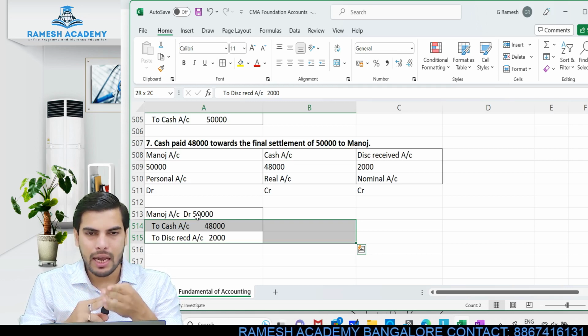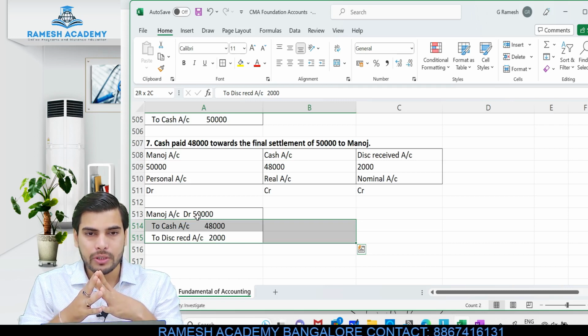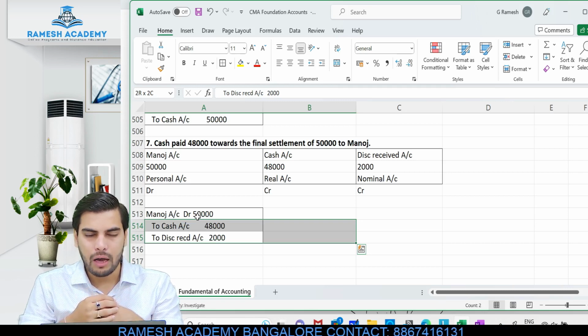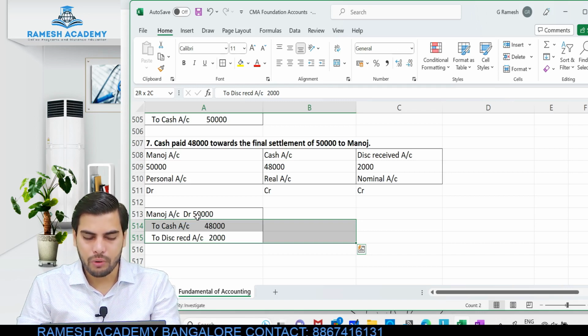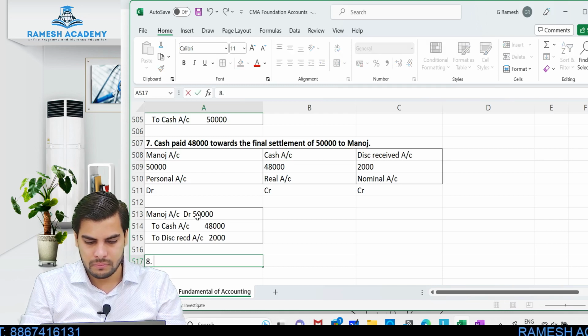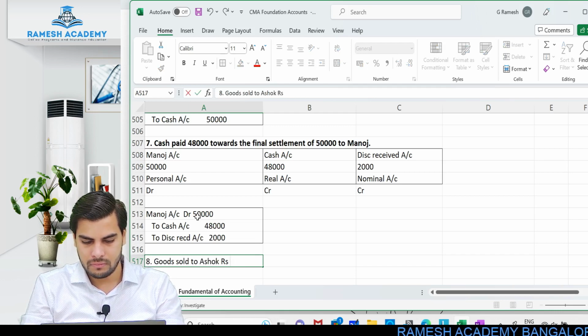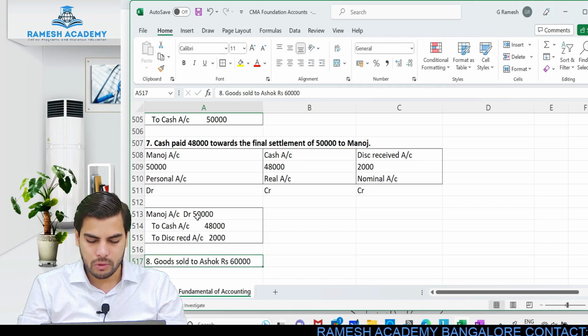Purchases, sales, that is cash purchases, cash sales, and now we understood the journal entry pertaining to credit purchases and settlement of the amount after the due date. Clear? Now same way, let's talk about the journal entry pertaining to credit sales. Okay, so let's look into this. Let's say goods sold to Ashok rupees 60,000.